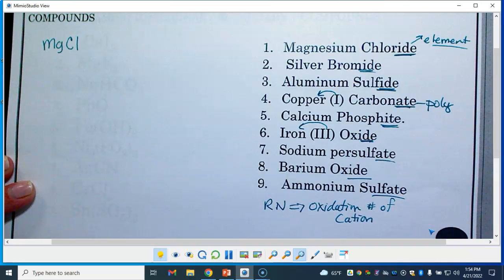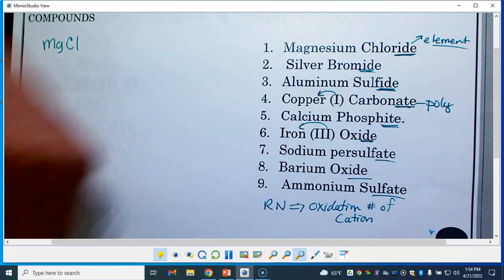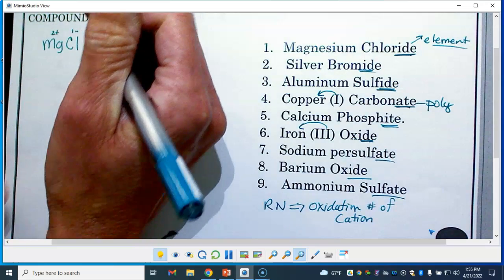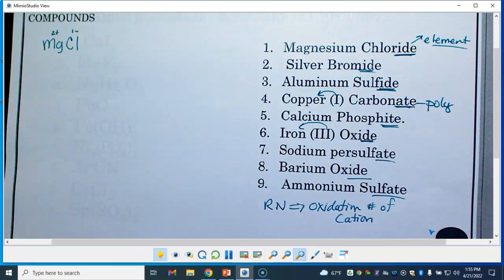So what's magnesium's oxidation number? I heard it. 2+. And what's chlorine's oxidation number? -1 is correct. So chlorine is a group 17 element. All of those elements in group 17 have a -1 oxidation number. Once I've assigned my oxidation numbers, can everybody see that? Are we good to go?